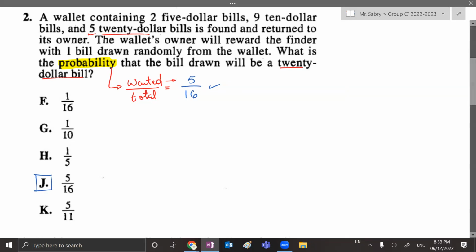Remember, in the rule, wanted over total works for more than one thing, not just the probability. It's probability or percentages or fractions. So the 3 of them have the same rule, which is the wanted over the total. Just remember that the percentages we then multiply by 100.